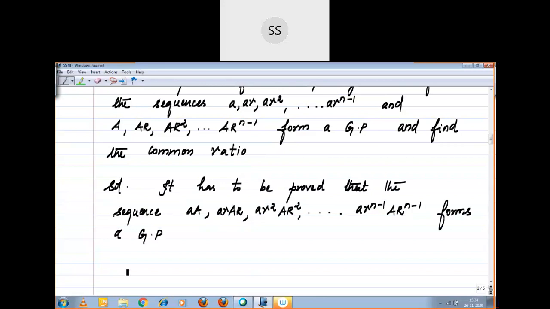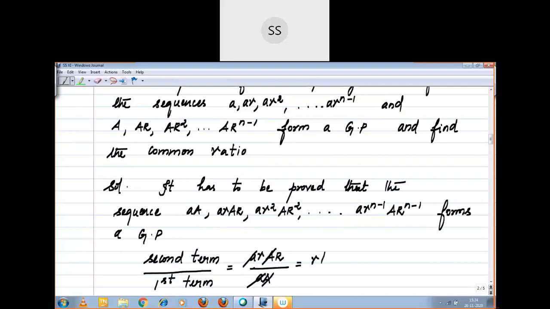Now I am going to show the common ratios are equal, right? Second term divided by first term. What is my second term? Small a, capital A, small r, capital R divided by small a, capital A. Small a cancels, capital A cancels, then the common ratio is small r into capital R.